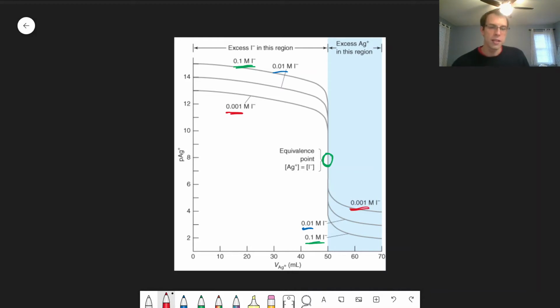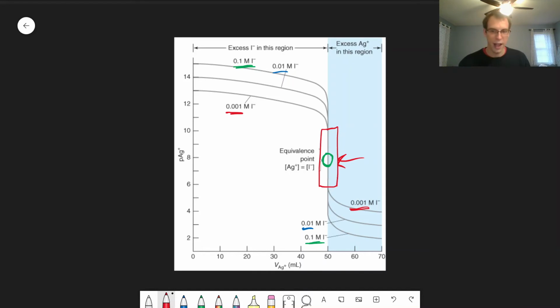And so what we can see in general is that, again, the equivalence point is identical for all three, but the steepness of the curve varies depending on the concentration of iodide that we have. The higher the concentration, the steeper the curve, and the easier it is actually to determine the endpoint of the titration. Because what we're looking for in the endpoint is this very sharp change right here.